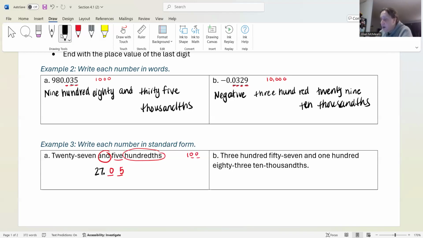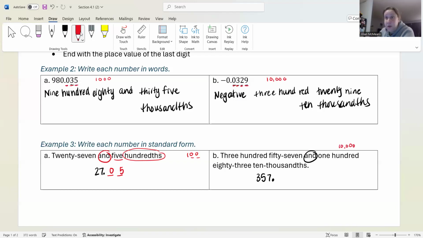For part B, we have 357 and 183 ten thousandths, okay? So let's start with the stuff before the decimal point. So we've got our decimal point. Before the word "and," we have 357. Well, 357 is just 357, okay? Now, after the word "and," we have 183 ten thousandths. So let's think about ten thousandths.